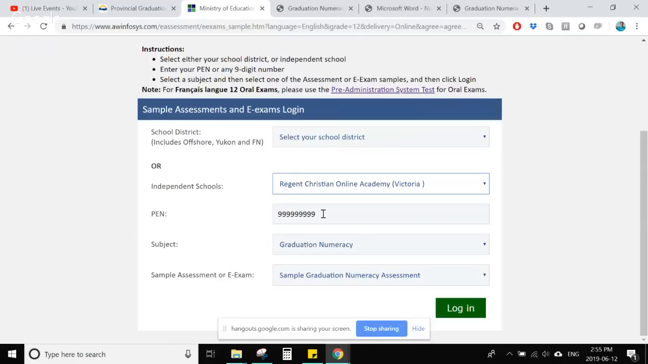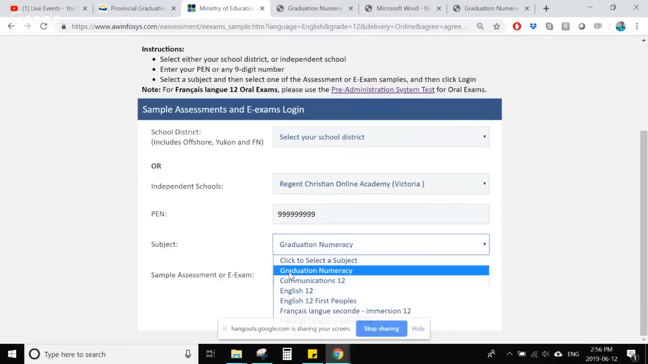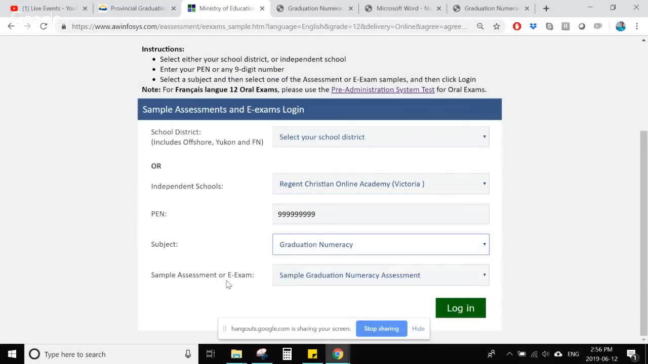You're going to need your PIN number as well. For the purpose of the practice exam, you don't actually need your real PIN number. You can just type in any 9-digit number. In this case, I've just typed the number 9 times, and that is good enough. You also need to put in the subject, graduation numeracy, as well as is it the sample assessment? I'm going to put sample graduation numeracy assessment and then log in.